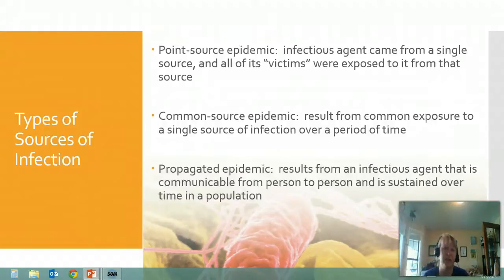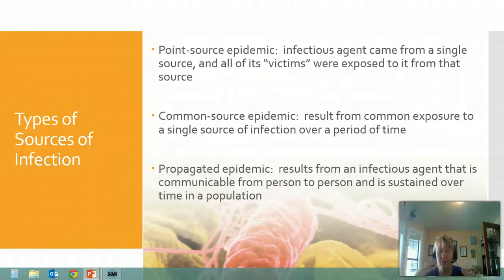So this is where you have patient zero, or one single moment that exposed a whole bunch of people. This is called a point source epidemic. This can then spread through a propagated infection. So if patient 0 spreads to 10 people and those 10 people spread to 10 people, that's how we get to a propagated epidemic. So you see how point source epidemic and propagated epidemic work together.